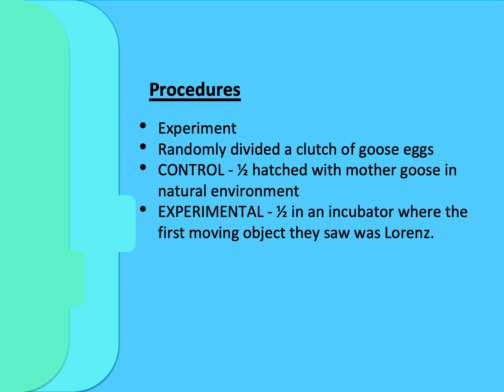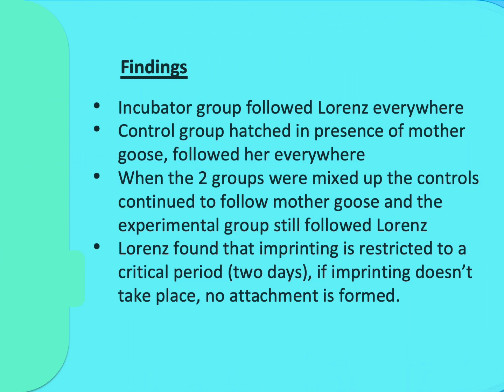So the findings is that the incubator group did indeed follow Lorenz everywhere, and the control group followed their mother everywhere. What Lorenz also did to add a further element is that actually, when the two groups were mixed, the controls followed the mother goose, and the experimental group still followed Lorenz. So Lorenz found this key concept here of imprinting.